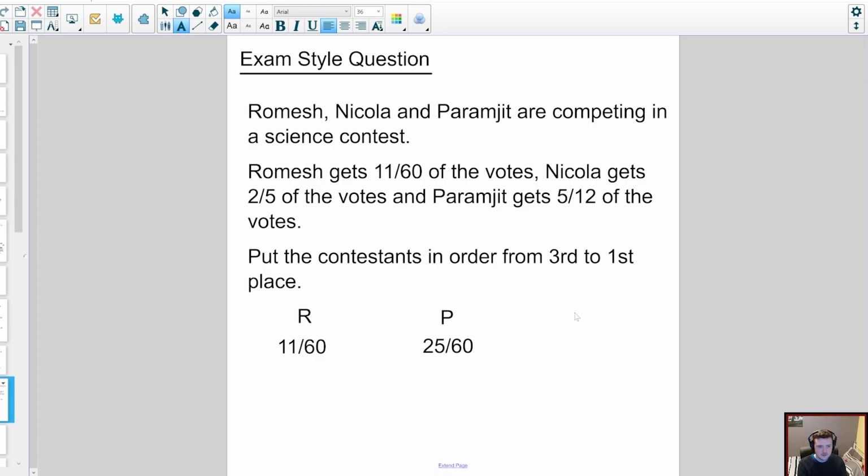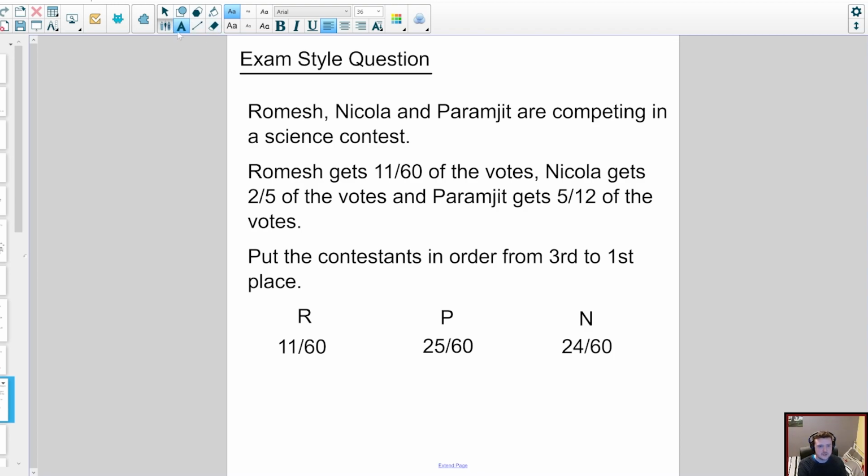Then finally, we have Nicola, and Nicola is going to have 2/5 of the vote. How many 5s in 60? Well, that's 12. 2 twelves are 24, and so we're going to have 24 out of 60. Okay? And that's going to be our answer.